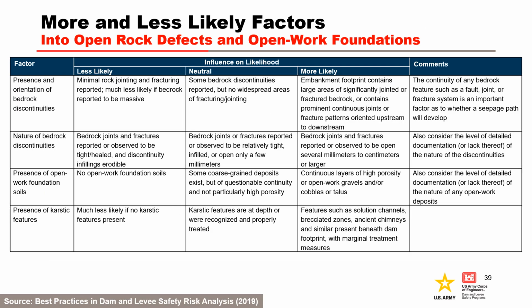This table from the Best Practices Manual can be used to help assess the likelihood of open defects in the foundation. Generally, open defects in the foundation are associated with rock formations. However, open-work gravel foundations pose similar issues for internal migration as well as soil contact erosion. This table can be used as a starting point just as with the other tables, but the risk team must develop project-specific more likely and less likely factors to guide subjective probability estimation.